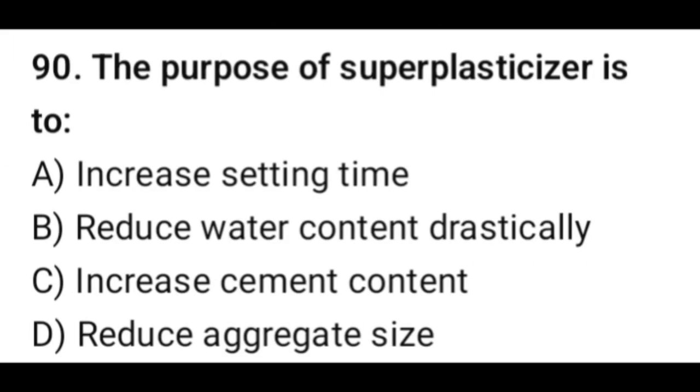Next question. The purpose of superplasticizer is to. Option A increase setting time, option B reduce water content drastically, C increase cement content, option D reduce aggregate size. So the right answer is option number B. Next question.